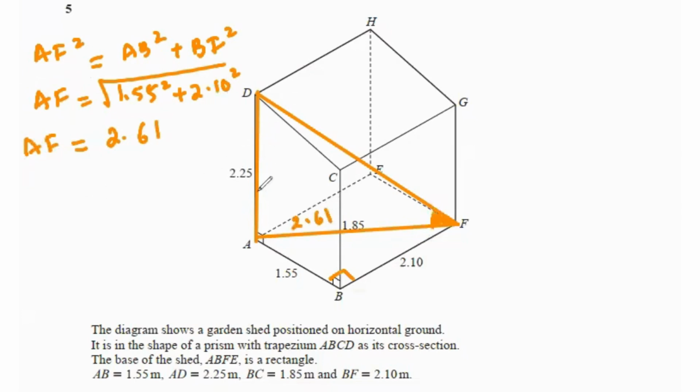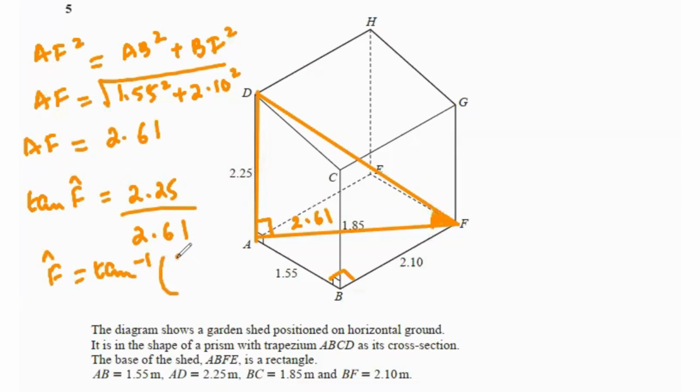That is AF. So now as you can see, we have DA and AF in this right angle triangle. So we can easily find the angle using tan. Tan of angle F equals 2.25, which is our opposite, divided by 2.61, which is our adjacent. So angle F is going to be tan inverse of this fraction. And that is going to give us 40.76 degrees. That is your angle F, or basically your angle of elevation of D from F.